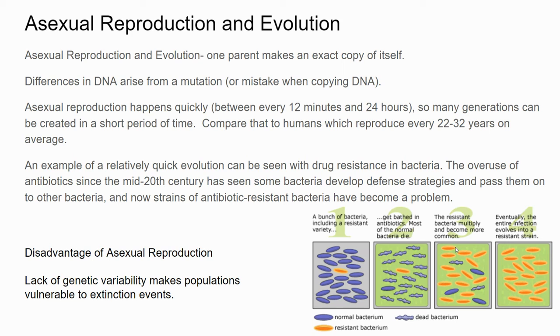The disadvantages to asexual reproduction, you're not going to have a lot of genetic variability. So the populations are vulnerable to extinction. So basically, you get sick with the bacteria and then the antibiotics come in and kill all of the bacteria and they die off, right? They can't really survive because of their lack of genetic variability. Okay.